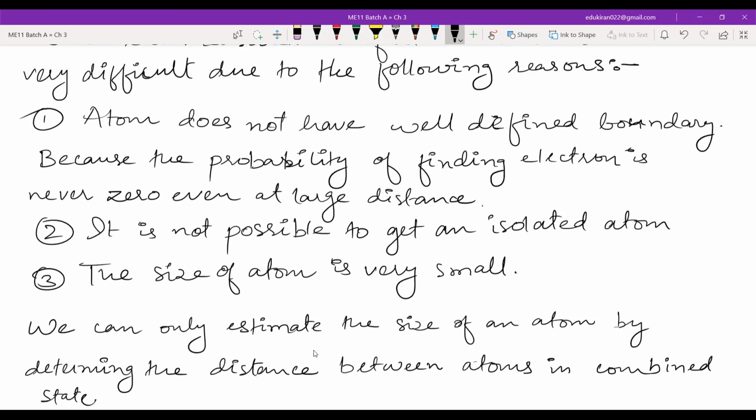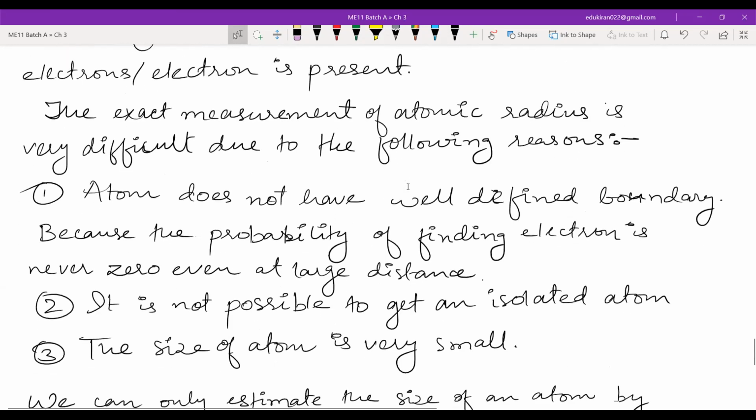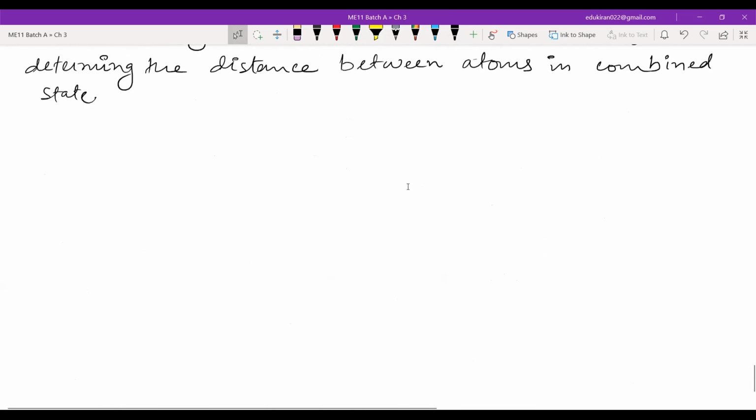Sir, done. What about others? Hamza, Hiba, Salman? Done, Done. sir. We have got the definition also. We have got the difficulty in measurements. Now we will look how to measure.